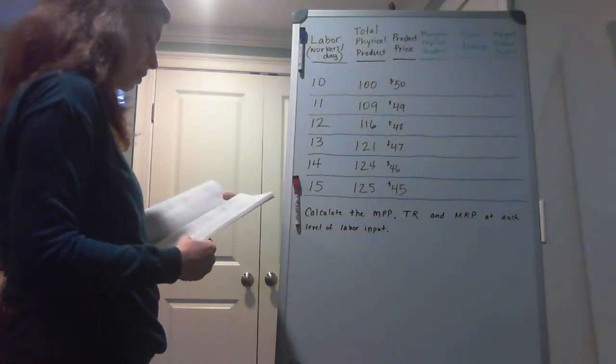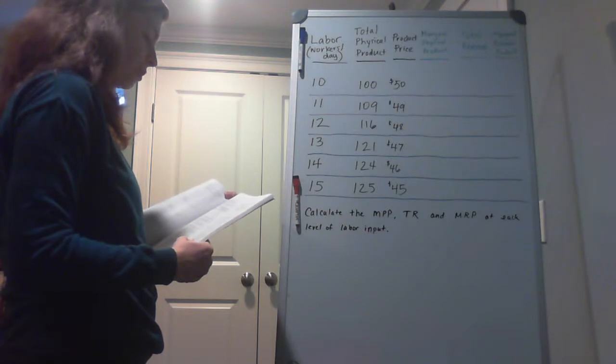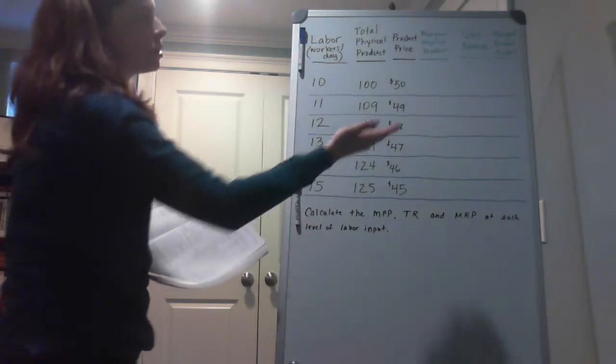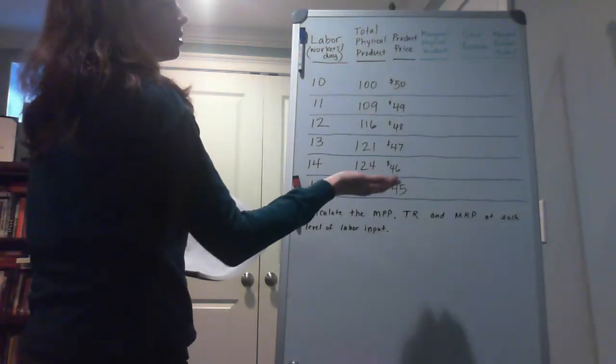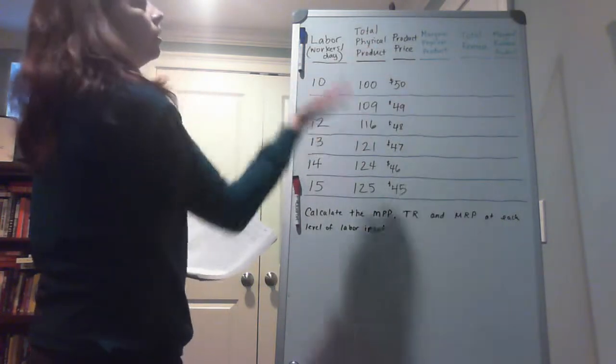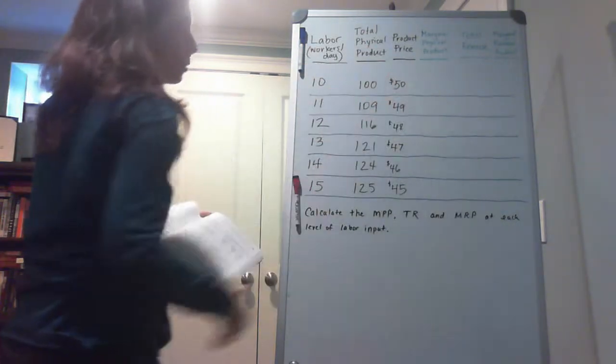So we have all this data here, and the question asks us first to calculate the firm's marginal physical product, total revenue, and marginal revenue product at each level above 10 units. They say above 10 units because these are going to be marginal amounts. Because we don't know what comes before 10, we won't be able to get the difference coming up to 10. So we'll start with 11.